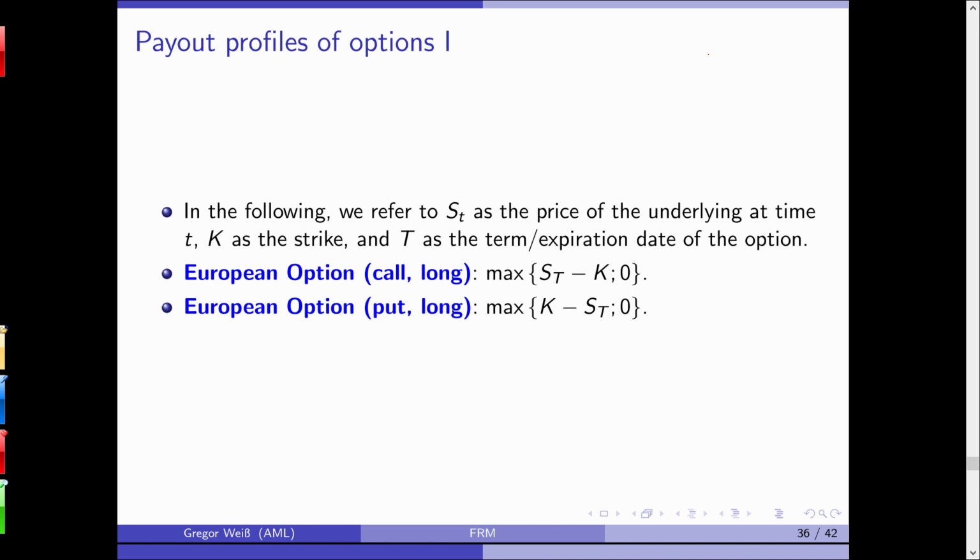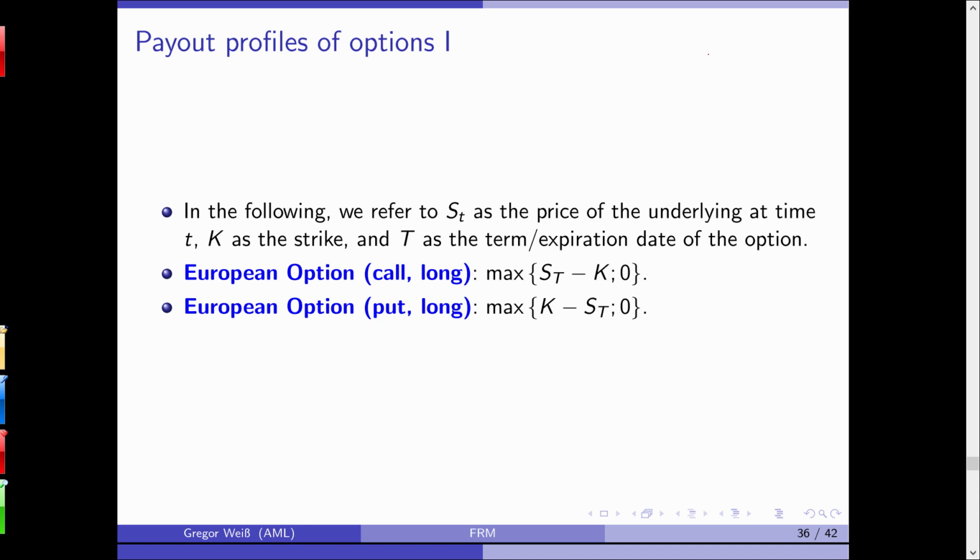We refer to ST as the price of the underlying at time T, K as the strike, and capital T as the term or the expiration date of the option. And then a long position in the option at maturity, when it can be exercised, is the maximum of ST minus K or 0.